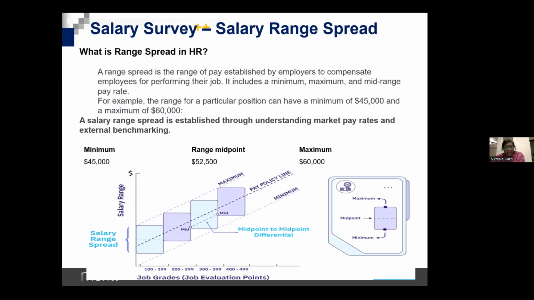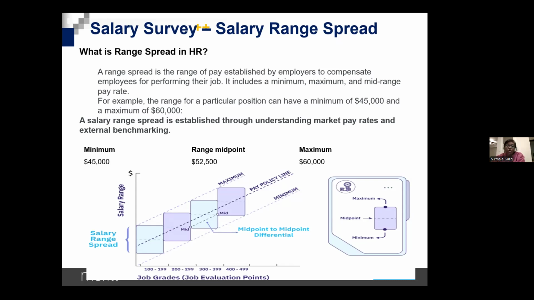Now, you know that there are grades. For example, job evaluation points can be converted into job grades by bundling them or by creating cutoffs. Can you see here? 100 to 499 points. For every 100 points, I can create a grade depending on the kind of jobs falling in that range.